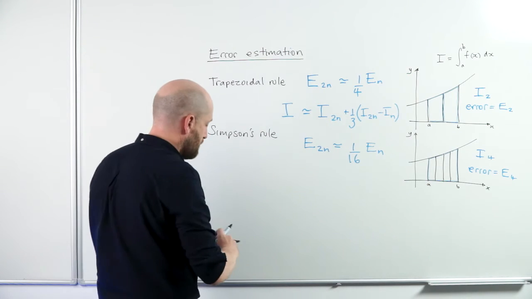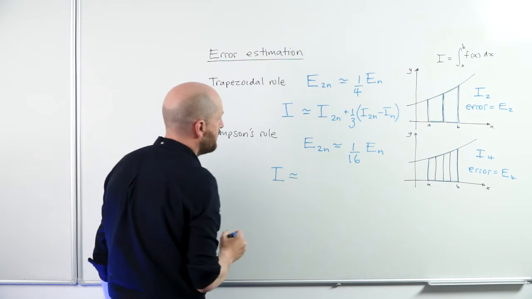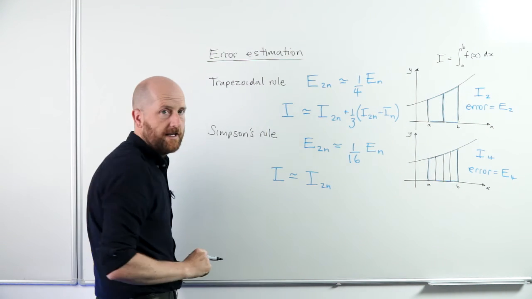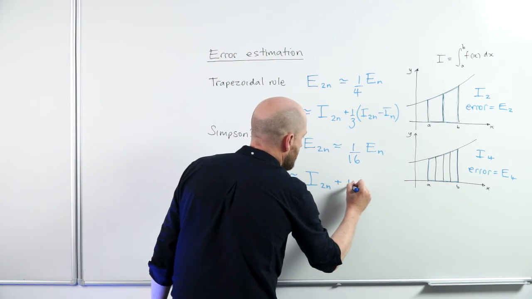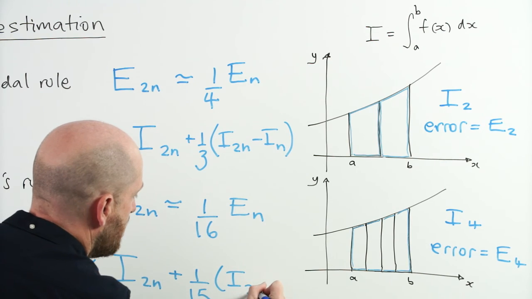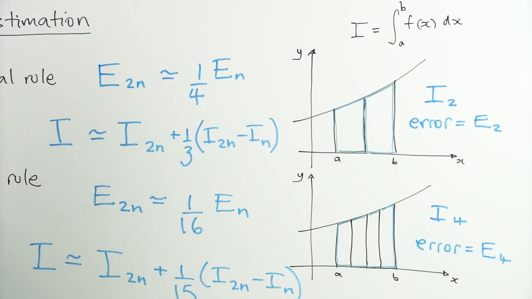And similarly, I can approximate the actual value of the integral using this more accurate integration approximation with 2n strips, and I have to add on 1/15 of the difference between using 2n strips and n strips.